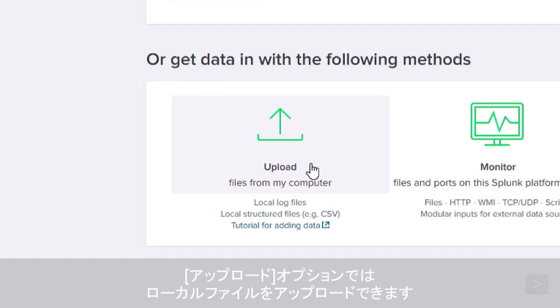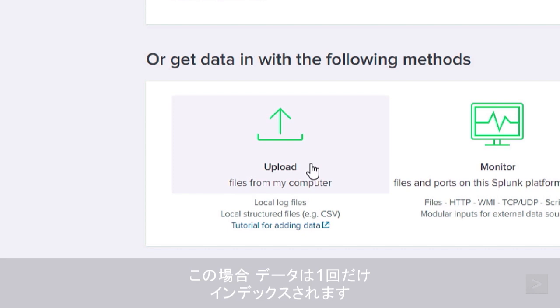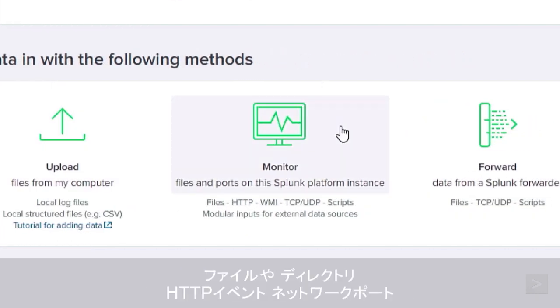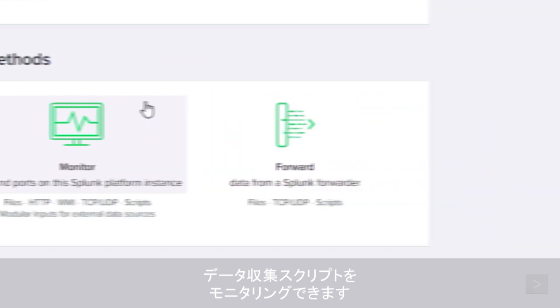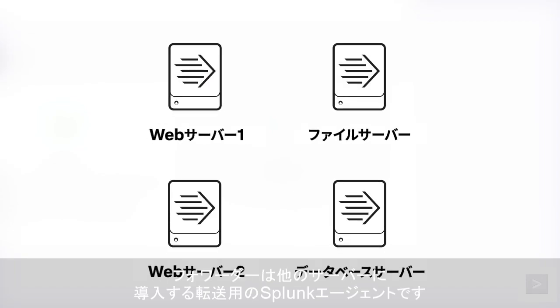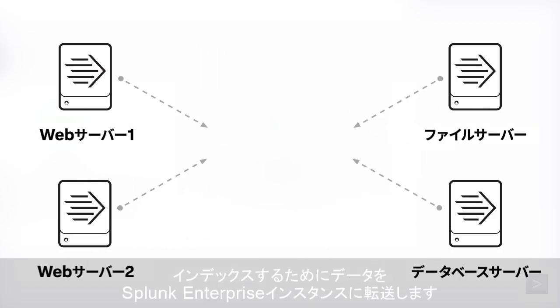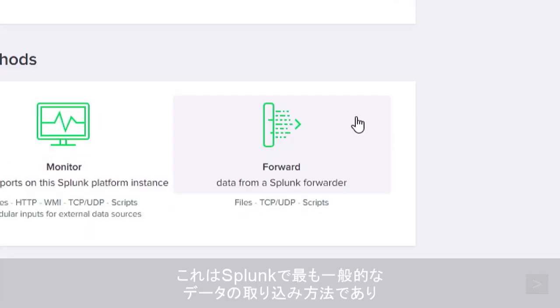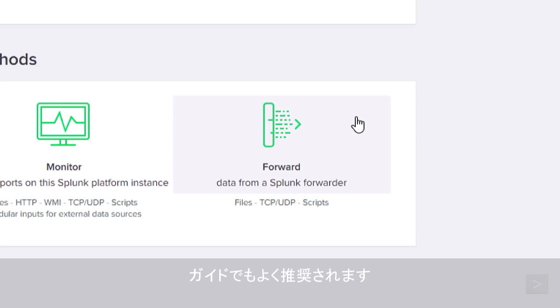The Upload option allows us to upload local files to a Splunk Enterprise server that only get indexed once. The Monitor option allows us to monitor files, directories, HTTP events, network ports, or data gathering scripts located on the Splunk Enterprise server. With the Forward option, we can receive data from external forwarders. Forwarders are streamlined versions of Splunk that live on your servers and forward data to your Splunk Enterprise instance for indexing. This is the most common way to get data into Splunk and typically suggested by the guides.